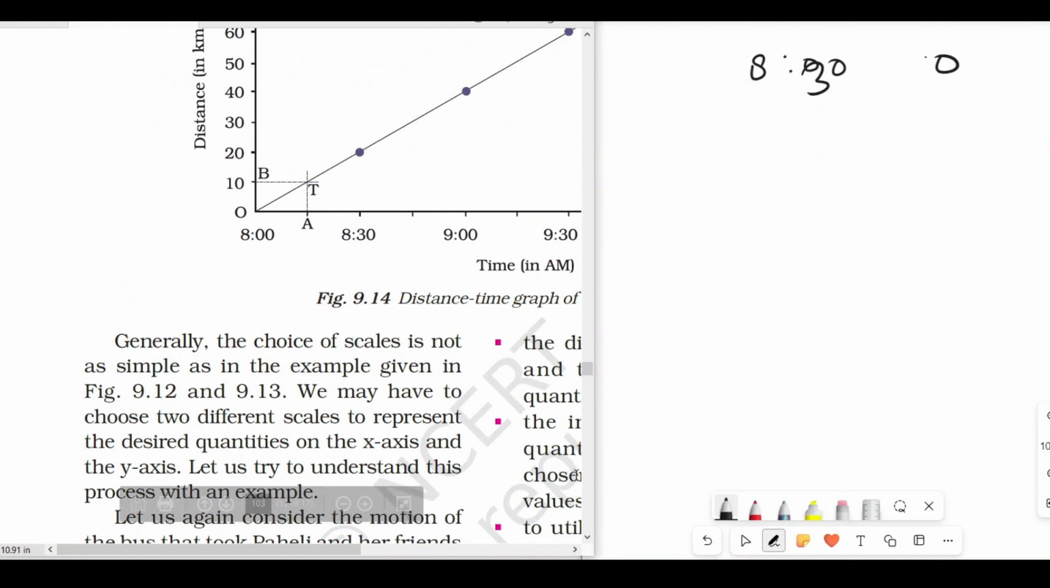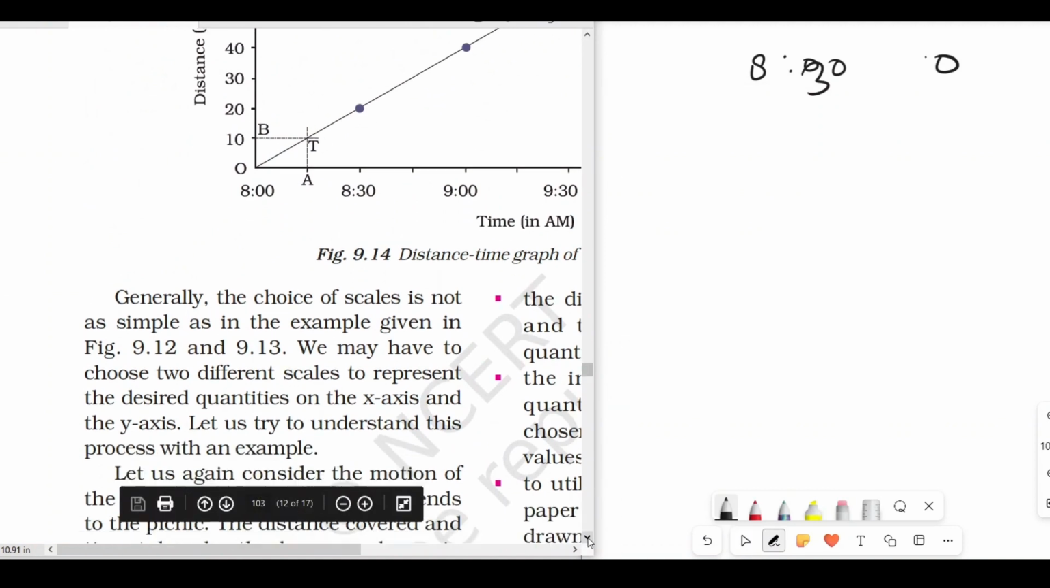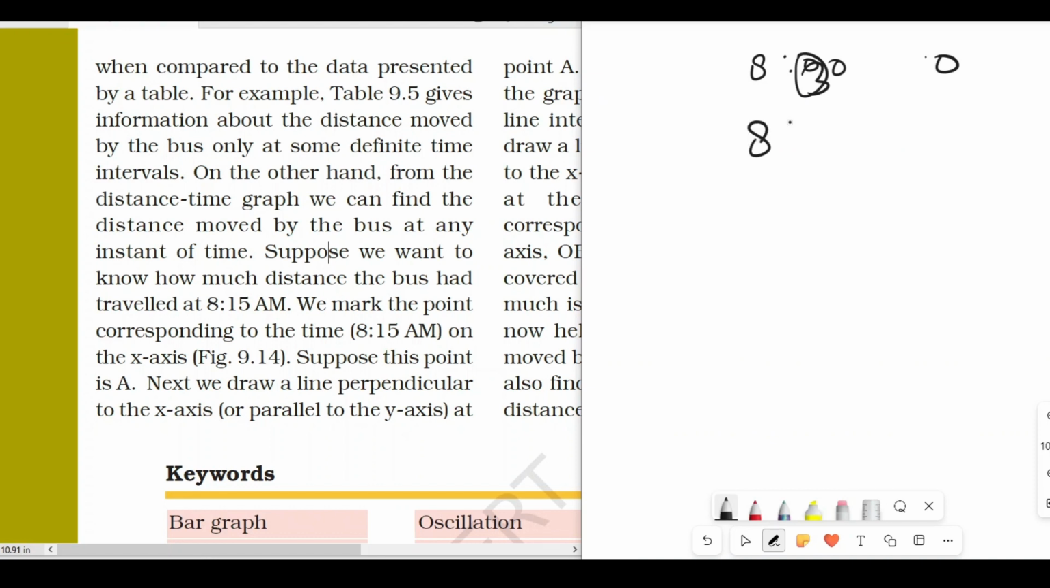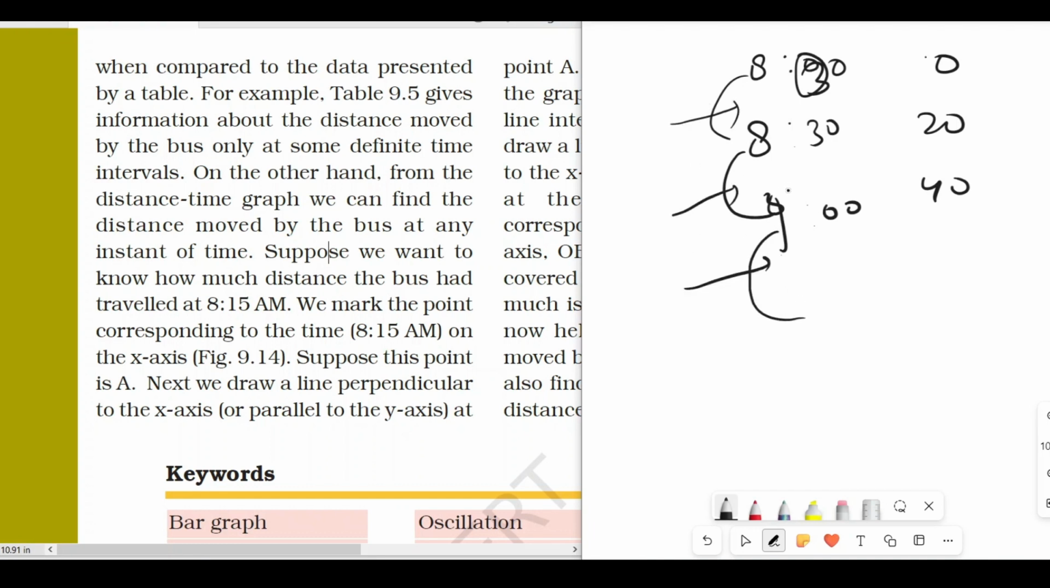At 8 o'clock it was 0 kilometers. Okay. So at 8 o'clock it was 0 kilometers, and then at 8:30 it was 20 kilometers. At 9 o'clock it was 40 kilometers. So it's giving you time in gaps. But if you want to find the distance somewhere in between, like at 8:15 or 8:45, then you're lost. Okay. So how can you solve this problem? You can solve it by drawing a graph.